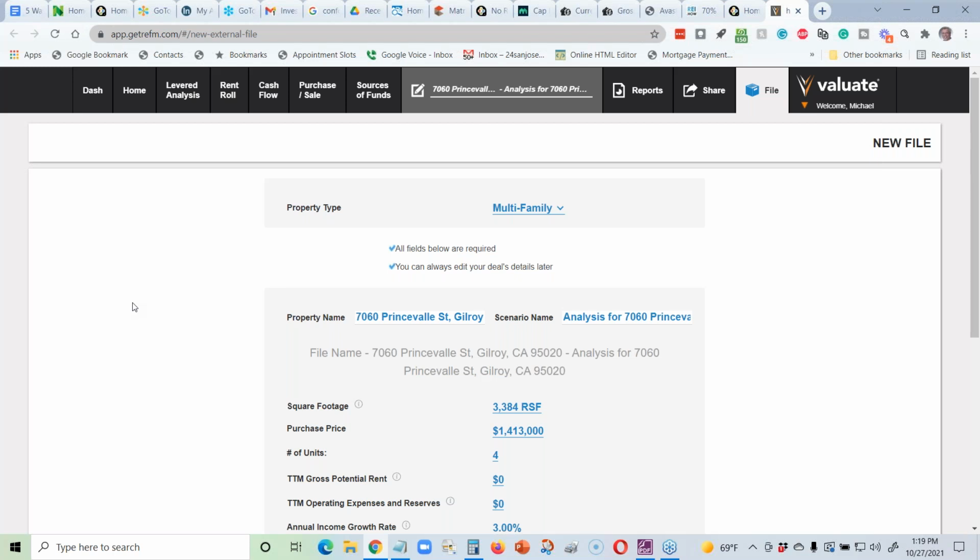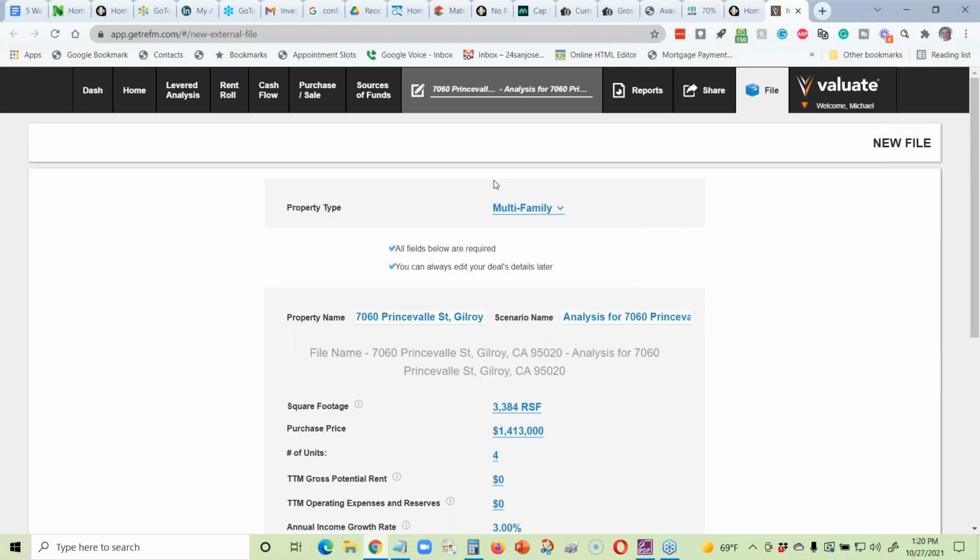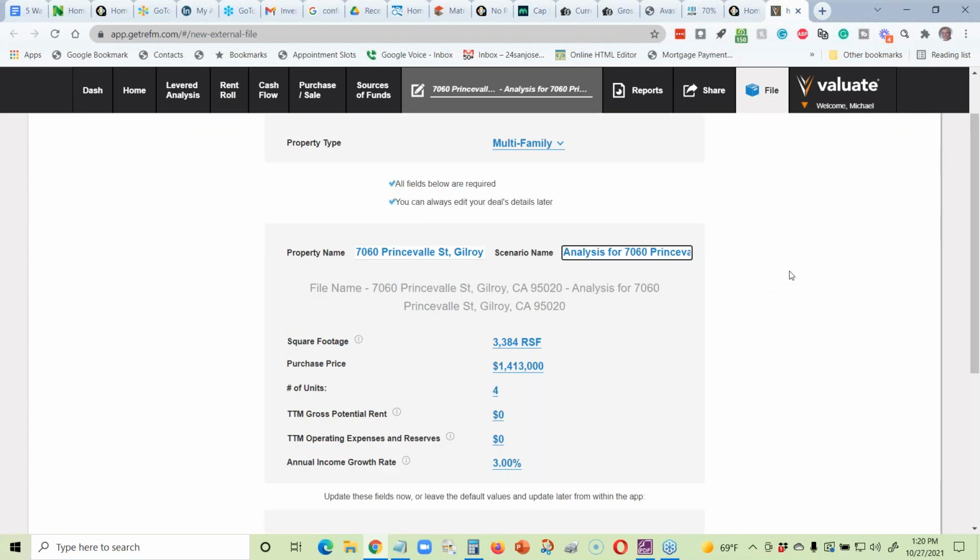Now, because I'm doing this right from the MLS, RPR knows that this is a multifamily property. Now, if I click on that, you can see there are a lot of different options. For example, if I were analyzing a single family residence, I would check that, or a condominium, and that's going to give me different options.